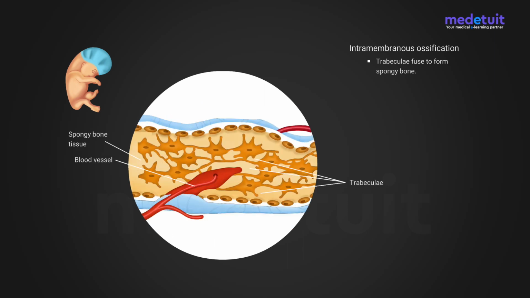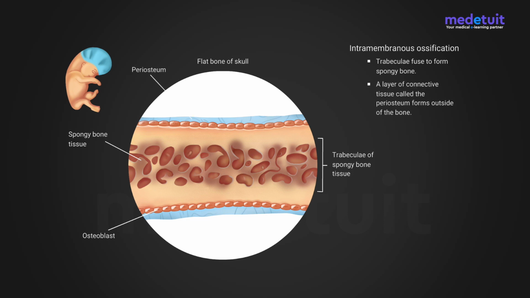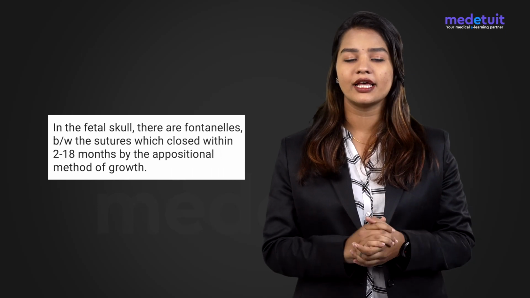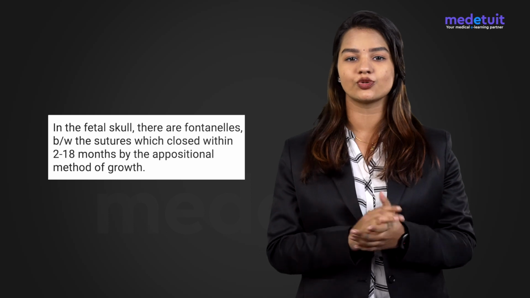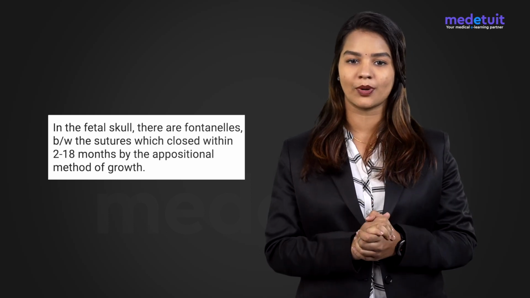The osteoblasts secrete alkaline phosphatase in addition to the organic matrix, which calcifies the matrix at the site surface and ends. So, the new bone is deposited in the ends, which increases the length, and the site surface, which helps for the formation of lamellae, which in turn converts to compact bone. In the fetal skull, there are fontanelles between the sutures, which are closed within 2 to 18 months by the appositional method of growth.